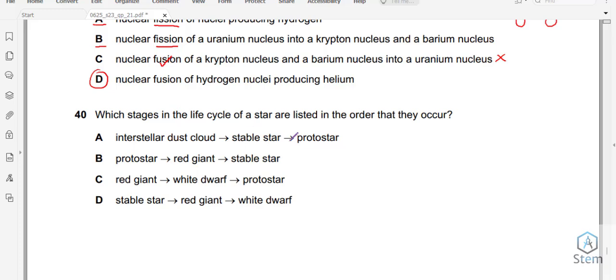Which stages in the life cycle of a star are listed in the order that they occur? Option D is the correct option here.